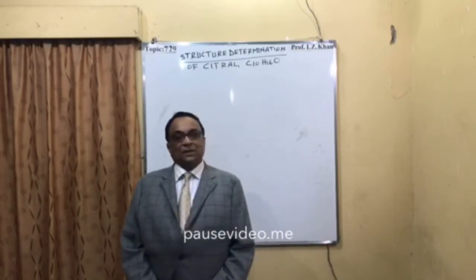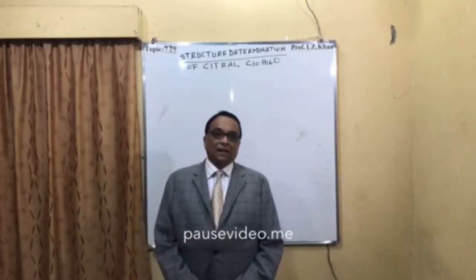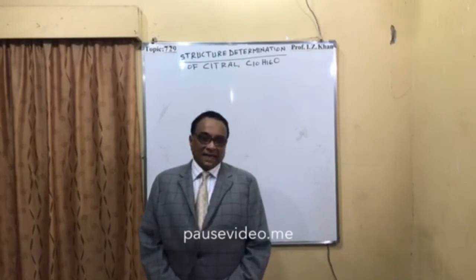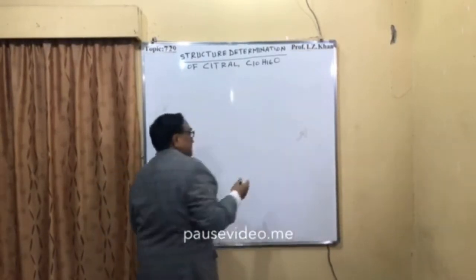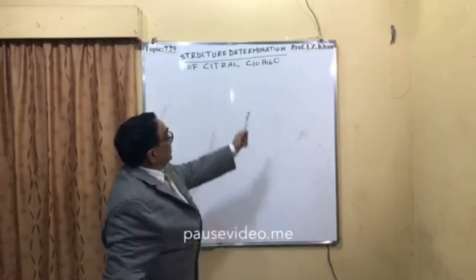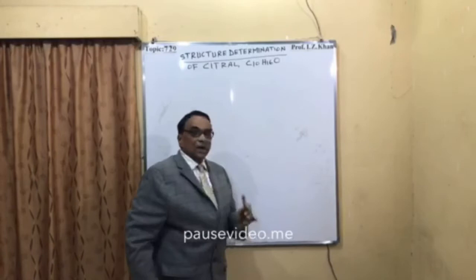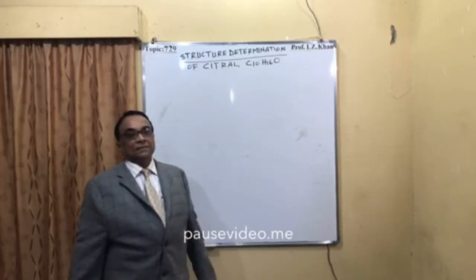is because of the citral, and citral has the formula C10H16O. The formula of citral is given here. It contains 10 carbon, 16 hydrogen and 1 oxygen. Now we will be discussing the structure determination of citral.